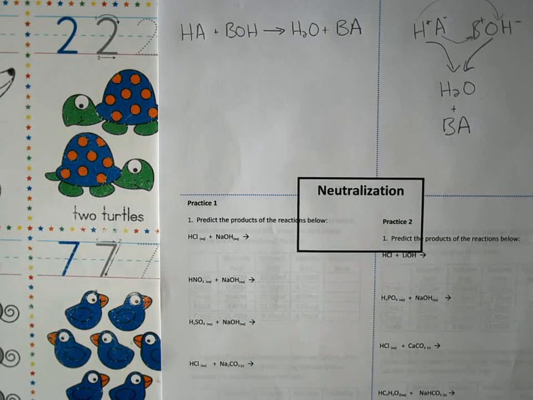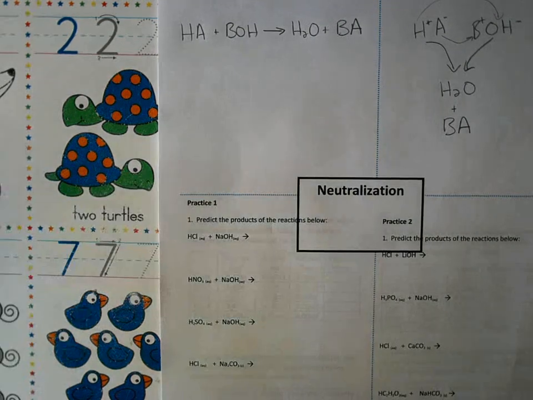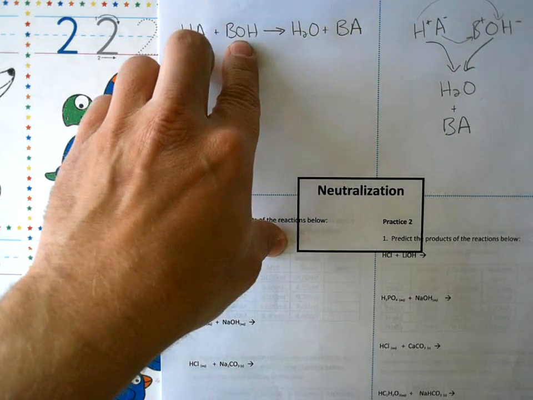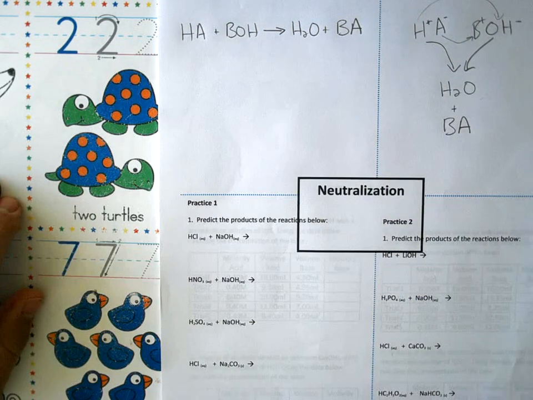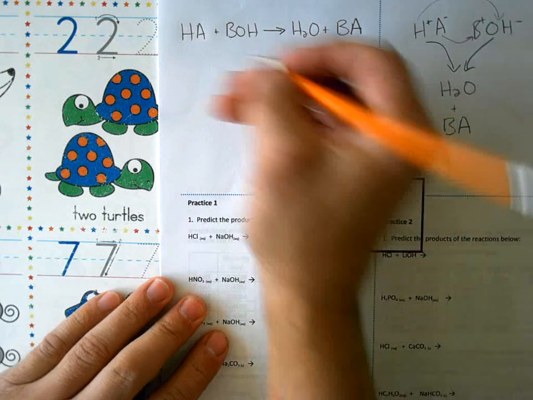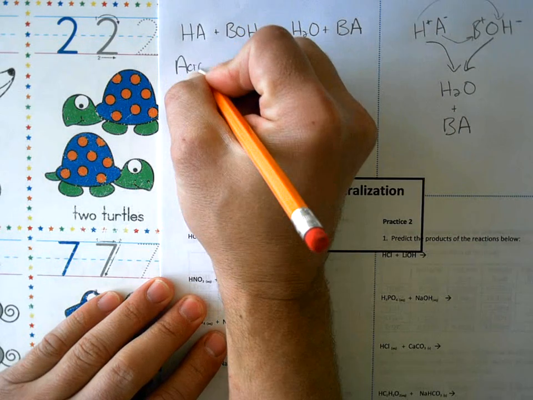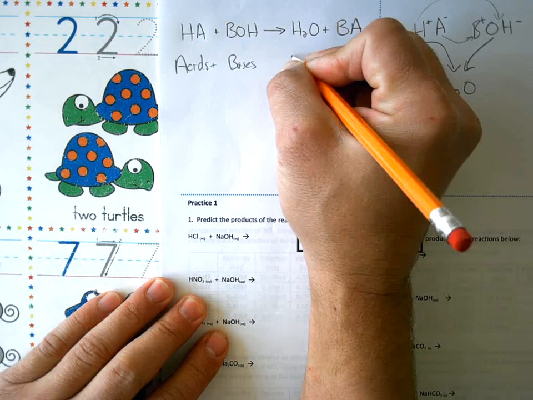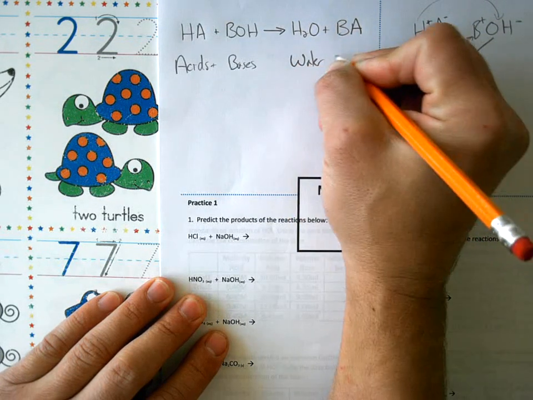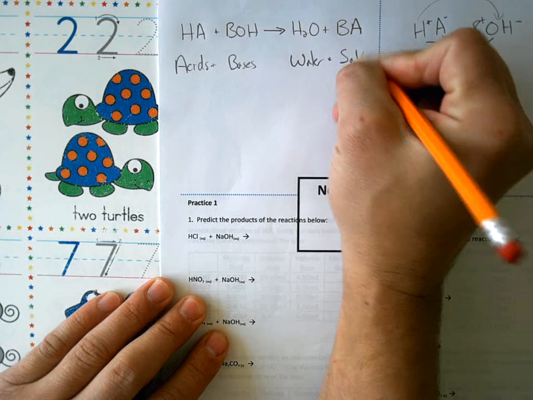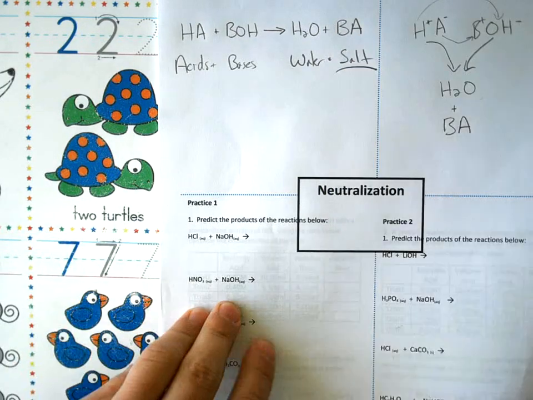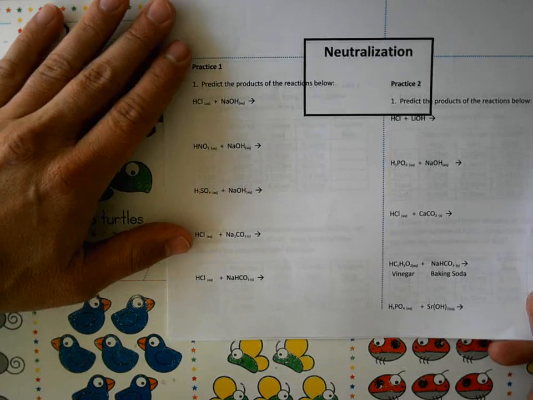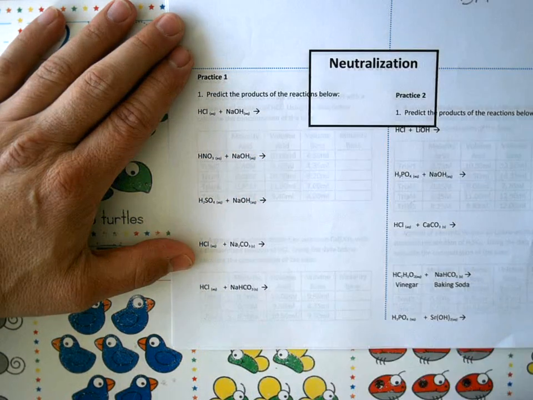Now notice that I have a single arrow here. We're done talking about equilibrium for a little bit, and we're just back to a reaction. This is not going backwards. These two are gone. We're making products here. And then maybe just to put this into words, acids plus bases make water and a salt. So some type of salt. So let's just practice balancing some of these reactions below.